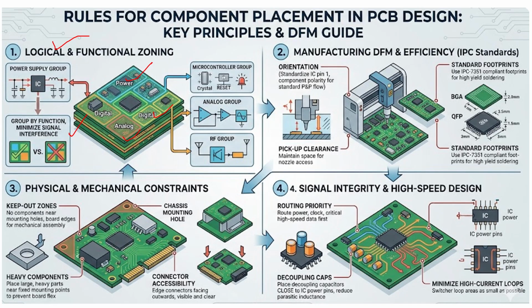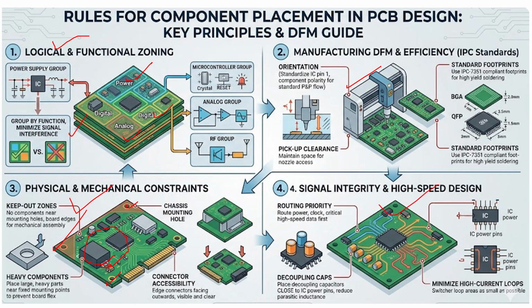Then manufacturing, DFM and efficiency. Orientation matters, with standard IC components and polarity for standard pick-and-place flow. Similarly, physical and mechanical constraints: keep-out zones and the chassis mounting holes. So you can fix it at one point, so that for heavy components, place large heavy parts near fixed mounting points to prevent board flex. Otherwise, it may break, right? Then signal integrity and high speed design. Decoupling caps: place the decoupling capacitor close to the IC power pins to reduce parasitic capacitance.